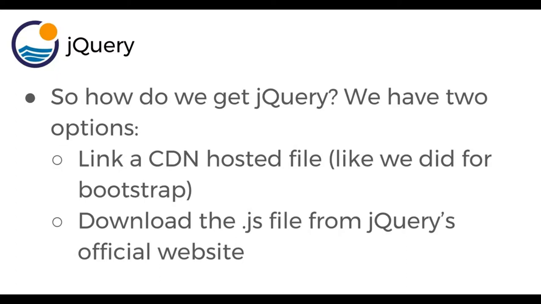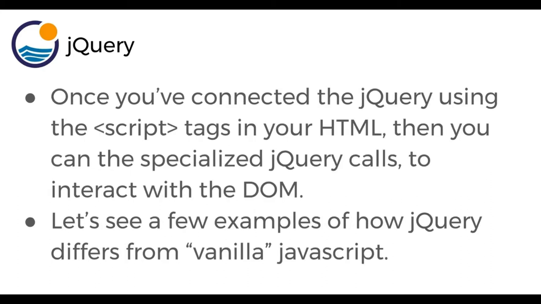So how do we actually get jQuery? Well, we have two options. One is to link a CDN hosted file, like we did for when we were using Bootstrap. And then the other one is to actually download the .js file from jQuery's official website and just link to it locally using a script tag. So again, once you've connected to jQuery using the script tag in your HTML, then you can call the specialized jQuery calls that allow you to interact with the DOM.